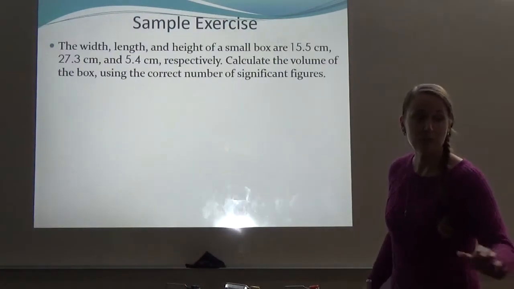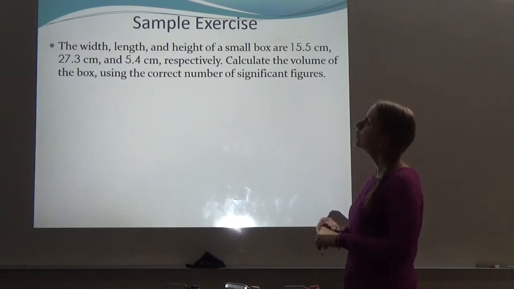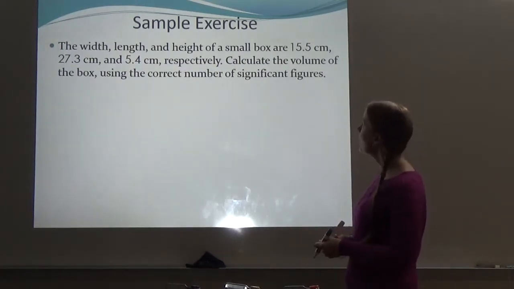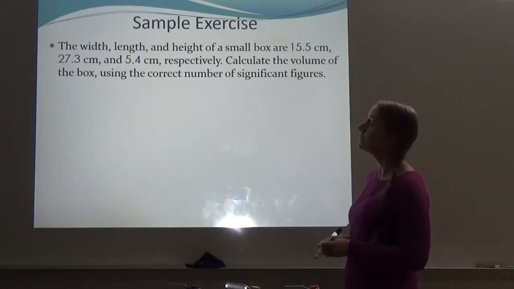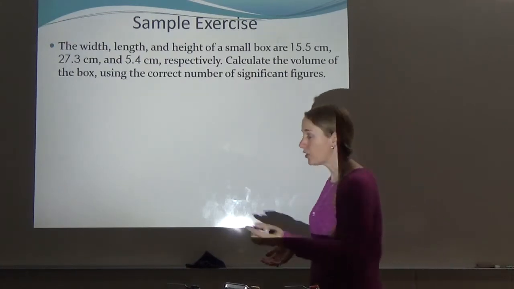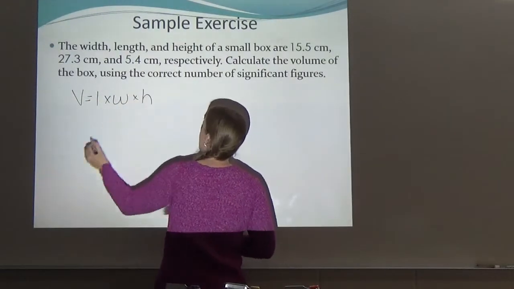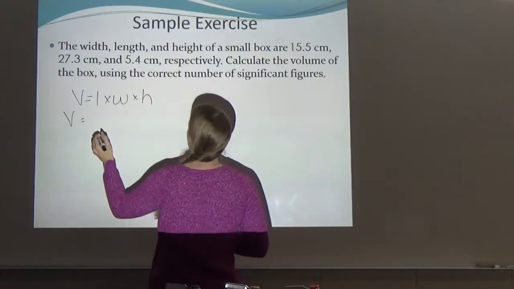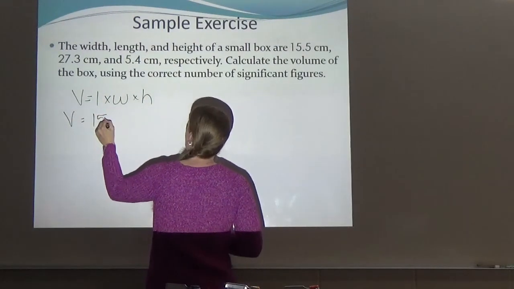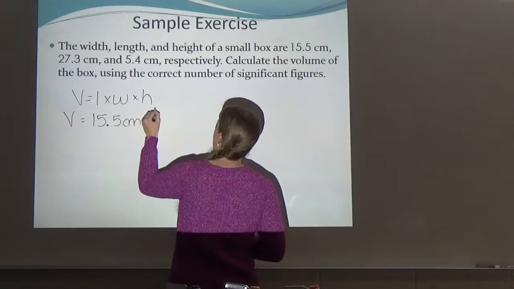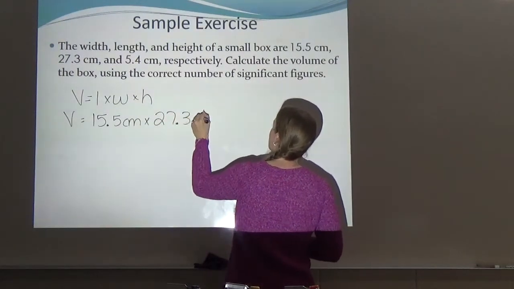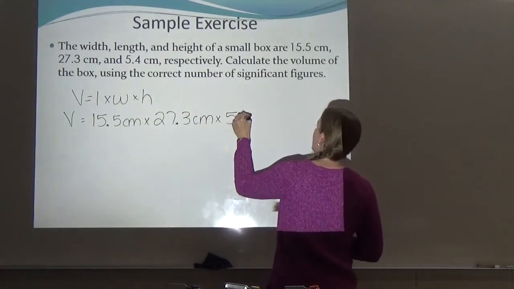All right, so let's look at one together. It says the width, length, and height of a small box are 15.5 centimeters, 27.3 centimeters, and 5.4 centimeters respectively. Calculate the volume of the box using the correct number of significant figures. Okay, so we all know volume is length times width times height. So we need to multiply our 3 numbers. So we have 15.5 centimeters times 27.3 centimeters times 5.4 centimeters.